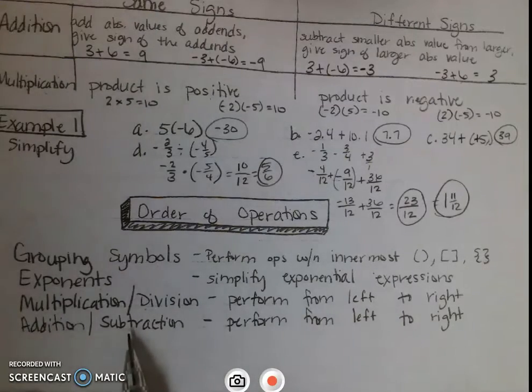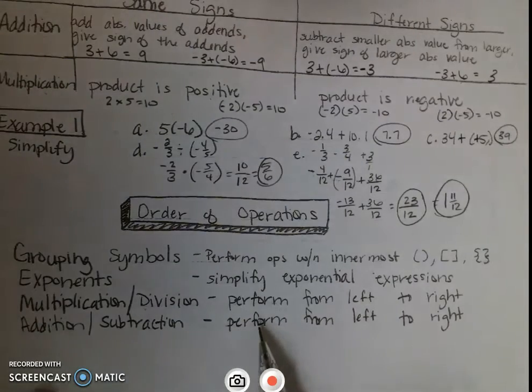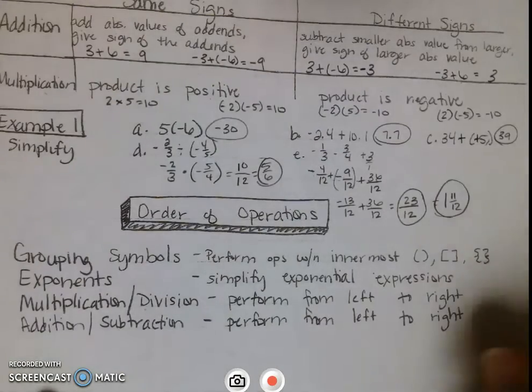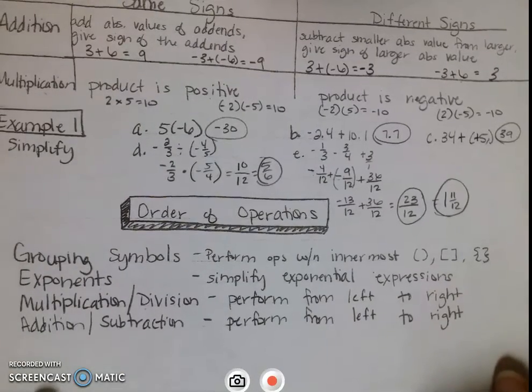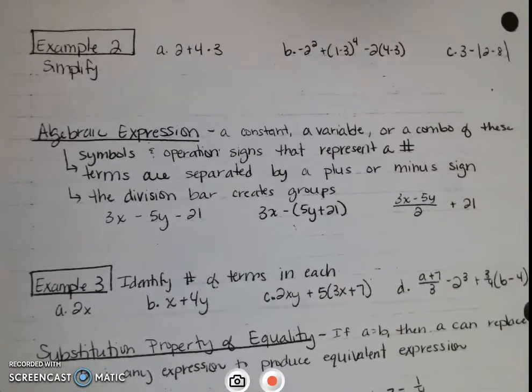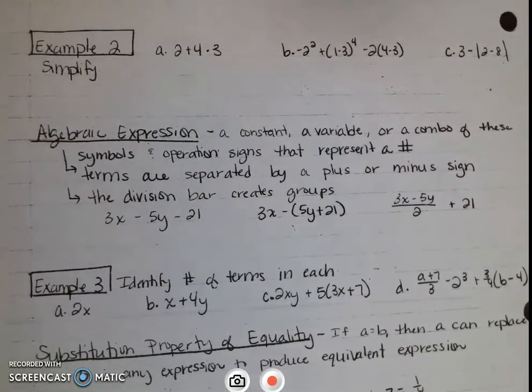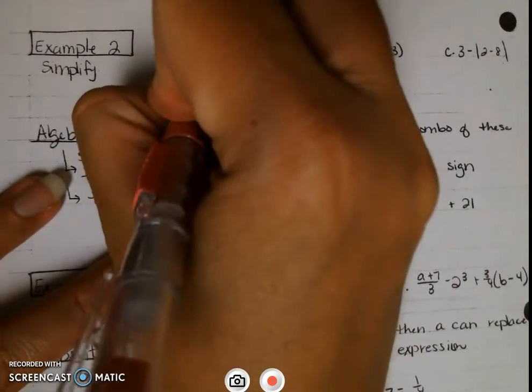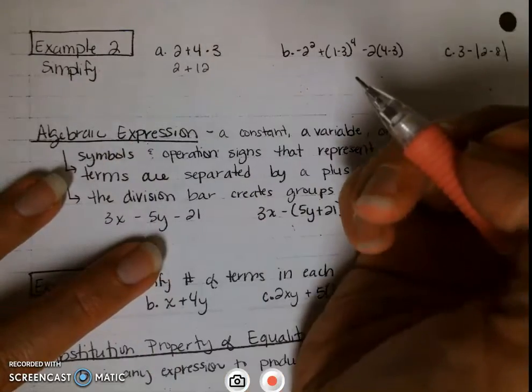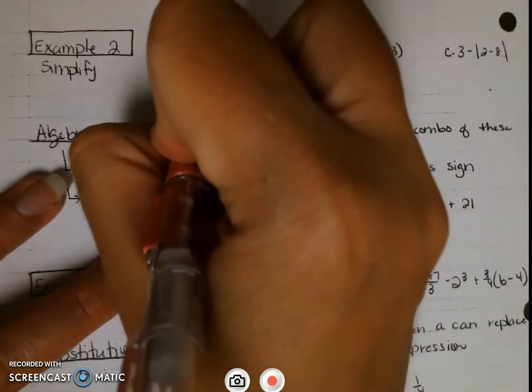And then addition and subtraction. We're also going to perform in any order from left to right. Okay, so we could do subtraction, addition, addition, subtraction again, if that's how it shows up. So, example 2, let's give these some practice. We have 2 plus 4 times 3. What do we need to do first? Very nice, multiplication. So we have 2 plus 12. Now we can do our addition. 2 plus 12 is 14.